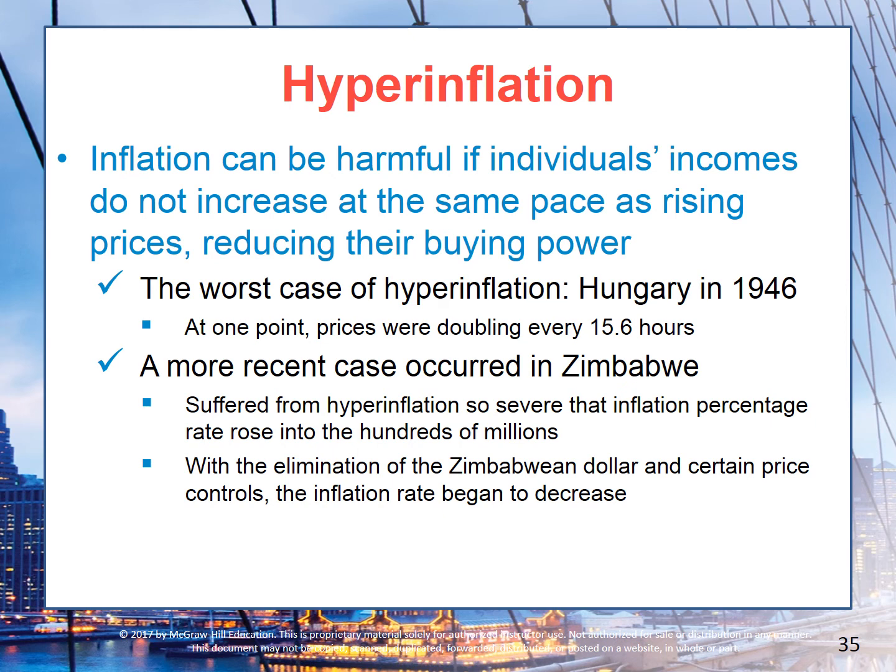So that's hyperinflation. The book talks about one of the most recent cases, which occurred in Zimbabwe, and it was so inflated that the rate rose into the millions. What happened was the elimination of the Zimbabwe dollar, and they put in certain price controls. So then the rate began to decrease, but it was already so high that the country's economy was virtually decimated. It did away with it.